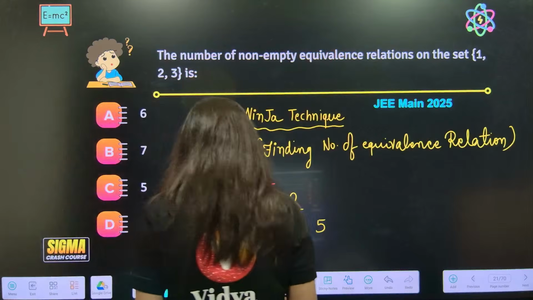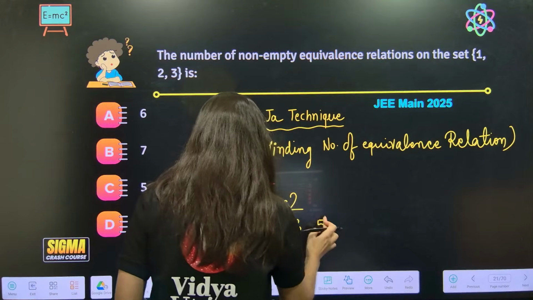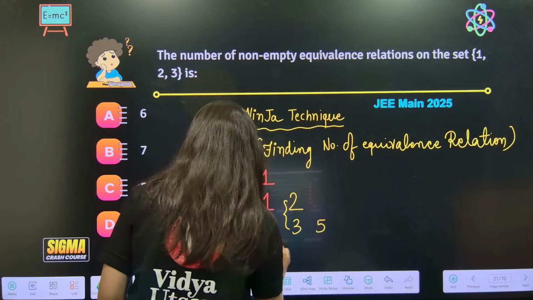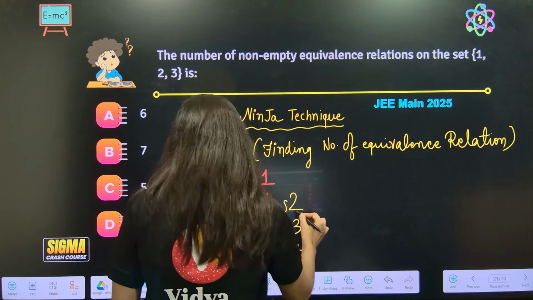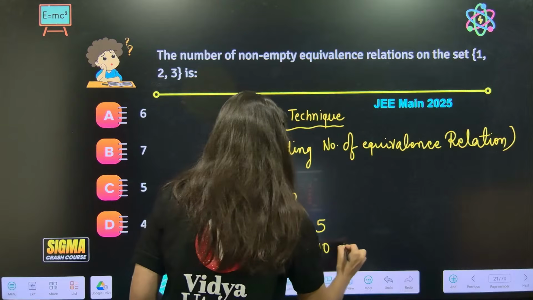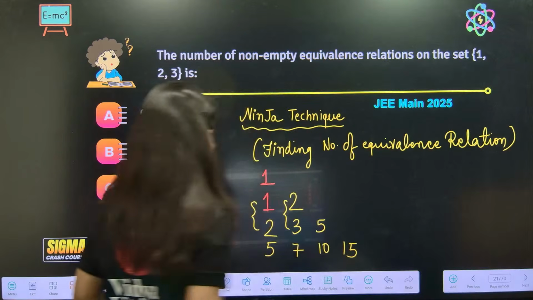Correct? 2 plus 3, 5. Now 5, you have to repeat. Can you see repeat? 5. So 5, you have to write it over here. Now 5 plus 2 is 7. And 7 plus 3 is 10. And 10 plus 5 is 15.